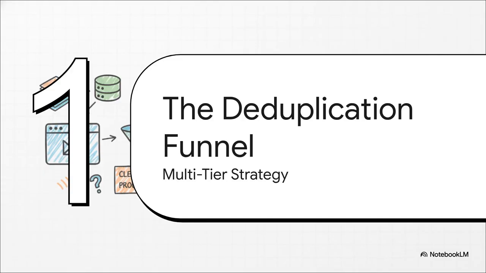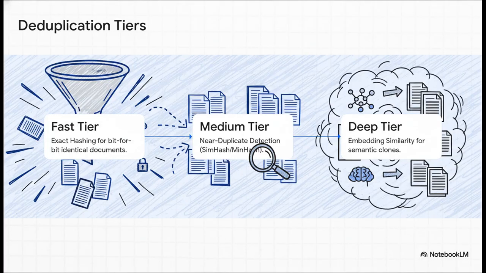All right, now for the heavy lifting. Stage 2, the duplication funnel. This isn't just a single check. It's a multi-tier strategy, and it's designed to get rid of redundancy in the most cost-effective way possible. We really have to approach this like a funnel, right? We move from the fastest and cheapest checks to the most computationally expensive ones.